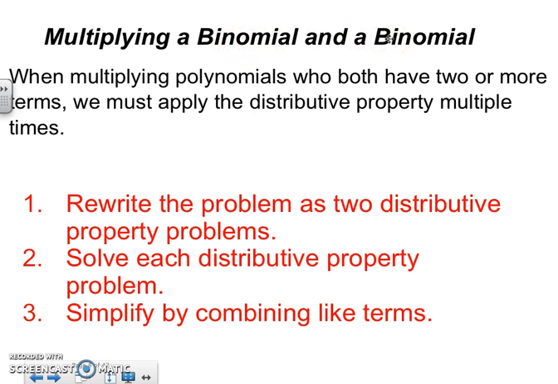So in multiplying polynomials who have two or more terms, we're going to apply the distributive property multiple times. So the first part is the most important, how we rewrite the problem as two distributive property problems. Because then once I have a distributive property problem, I can solve each of those and combine like terms. So let's look at an example.